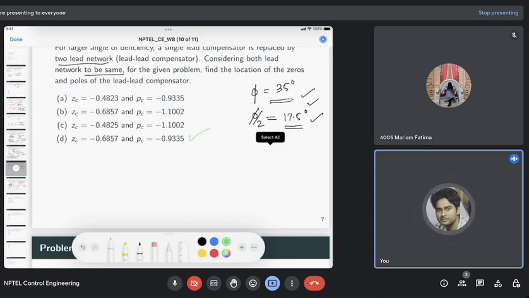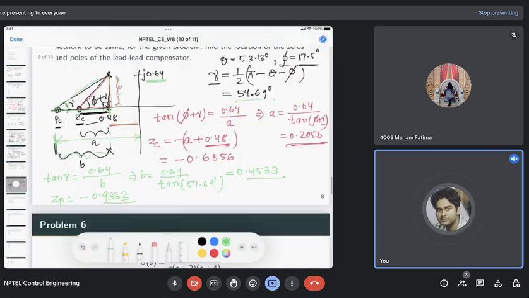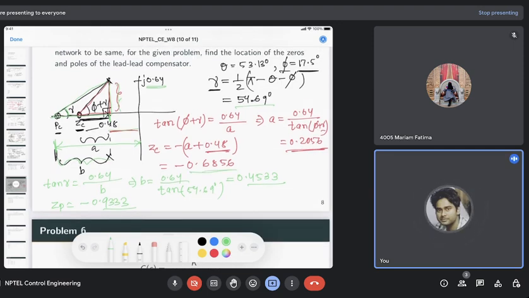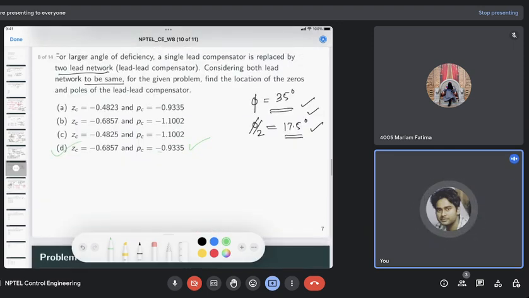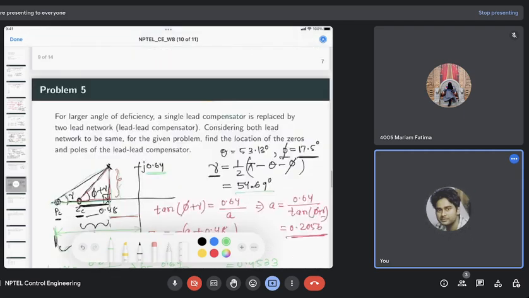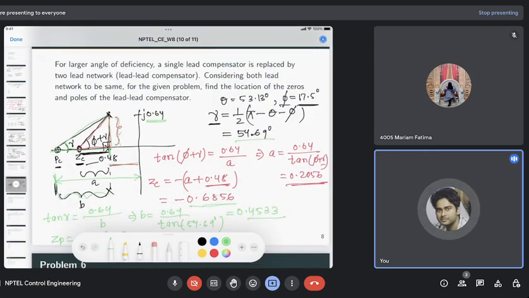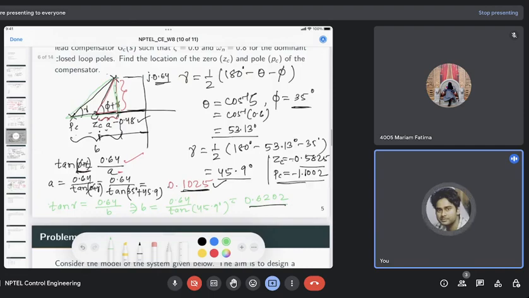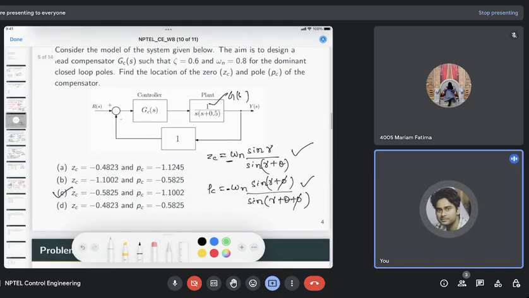So this one is the correct answer, right? Approximately 6, this one, and this is the 0 location and this is the pole location. Okay, so if you want to just use the formula directly, you already learned this in the lecture video. These are the formulas you can use directly instead of constructing the triangle. Because you already know this gamma angle, theta angle and phi angle with negative sign, this will give the location of the 0 and pole.